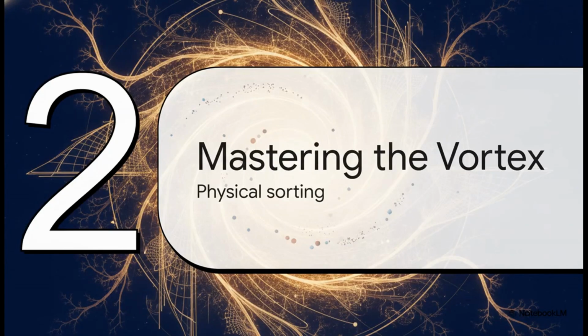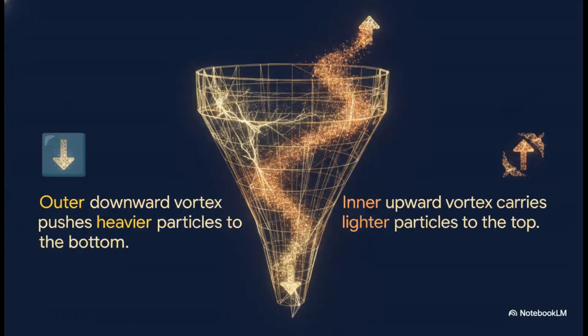That brings us to Section 2, mastering the vortex. To physically sort those newly formed particles, we have to turn to the true mechanical heart of our operation, the vortex, or more specifically, an industrial device known as a hydrocyclone. Basically, a hydrocyclone takes a slurry, which is just our mix of liquid and solid particles, and pumps it at incredibly high speeds into a conical chamber. This creates a really powerful spinning vortex.